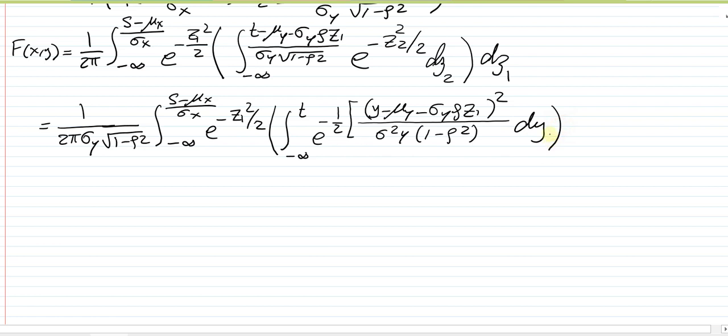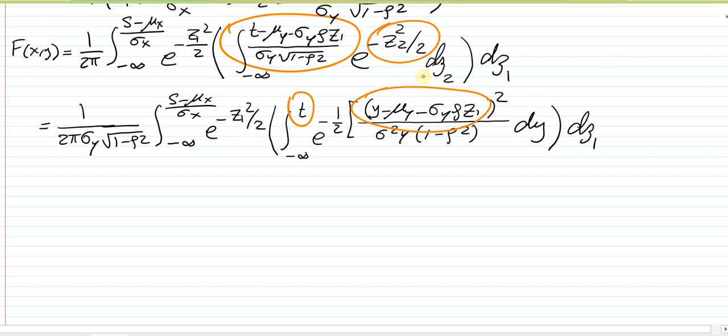So what I did is I changed the variables. Instead of dz2, I went to dy. Notice the limit of integration, let me show you here, is t. It used to be that. And the integrand used to be z2 squared, so I replaced z sub 2 squared with all of that. So that's how we got to the next step.